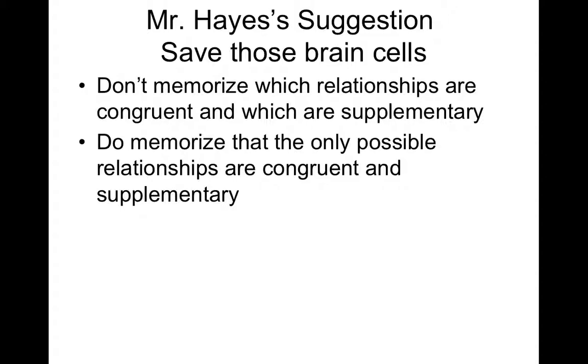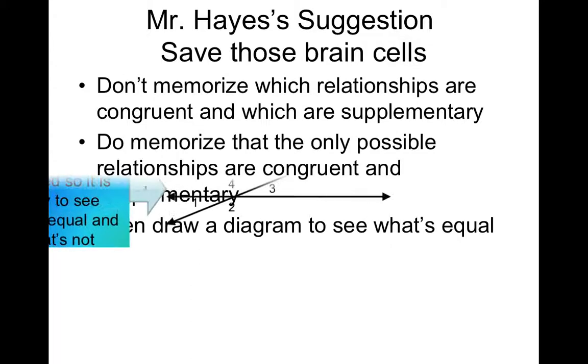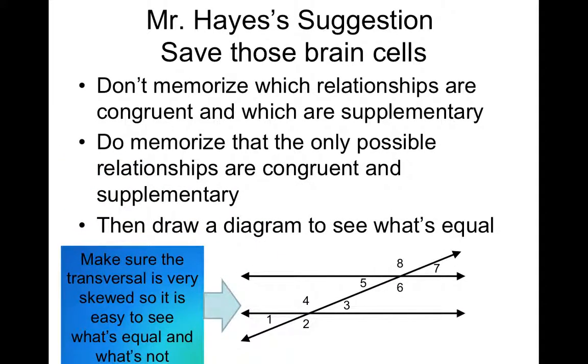180. Then, when you draw a diagram, make sure that the diagram is very skewed so it's easy to see what's equal and what's not. And if they're not equal, then they add up to 180. So if I look at this example here, and I look at angle 1 and angle 5, for example, they're both obviously less than 90 degrees. They're both pretty small angles, so they must be the same. They happen to be corresponding angles, but in terms of their measures, I know 1 and 5 are the same because they're both very acute angles.